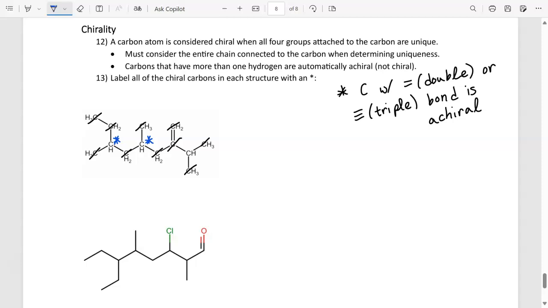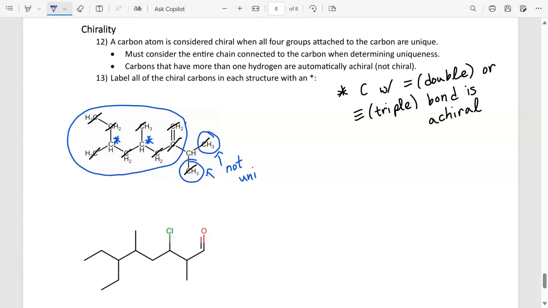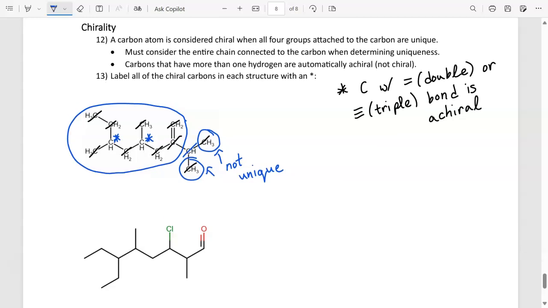Okay, and then the last one we're going to check is this carbon on the far right. We're going to circle each group that's connected. And here you can see that these 2 groups are not unique. They're both CH3 groups. Okay, so because it's not unique, that is also achiral, and we can mark it out. So I only have 2 chiral carbons in this structure. Okay, so let's try this again.